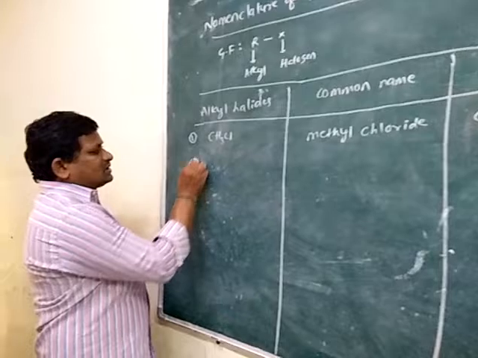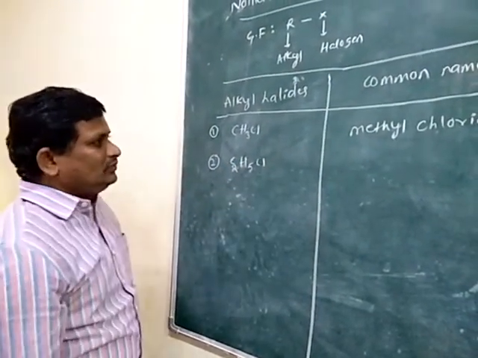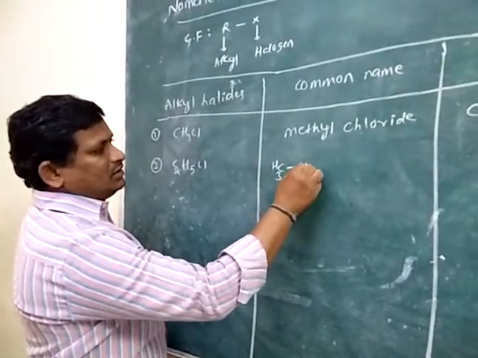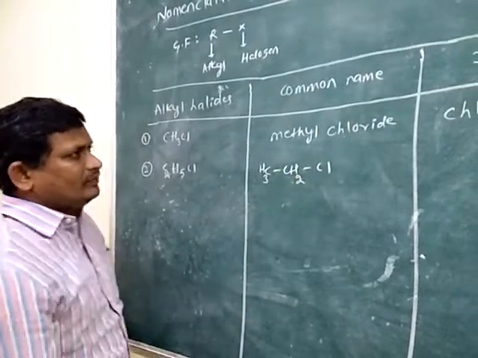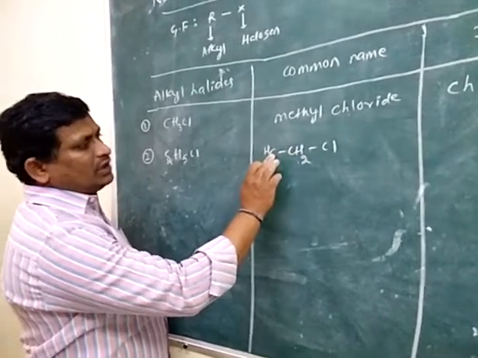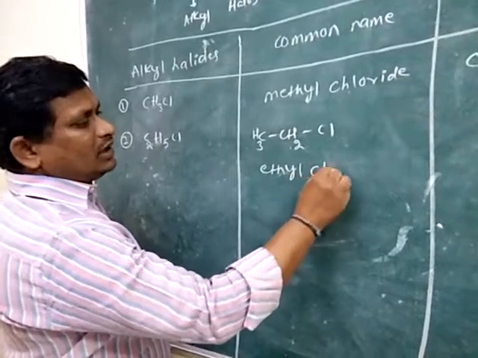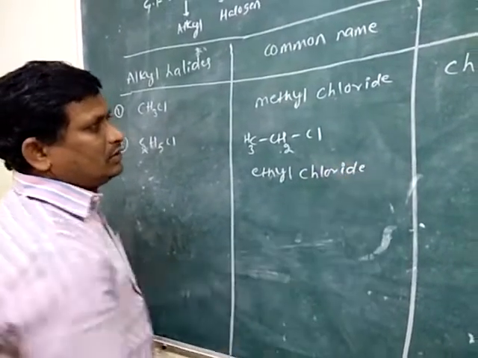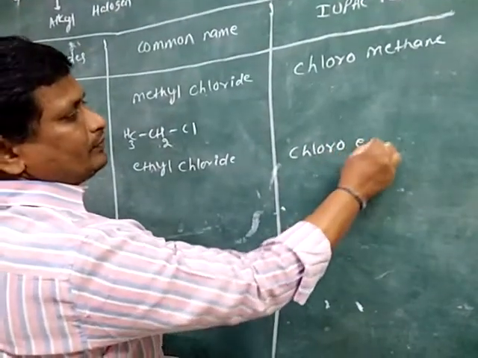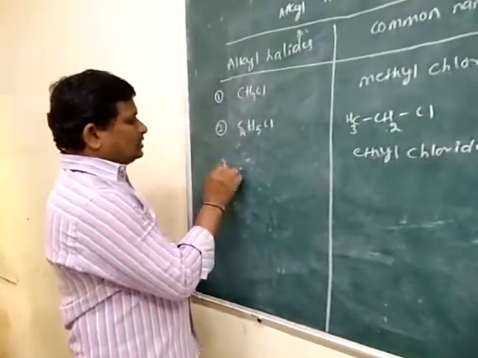Then the second one is C2H5Cl, so it is CH3, CH2, Cl. The common name: number of carbons is 2, root word is meth, eth, so it is ethyl chloride. The IUPAC name is chloroethane.